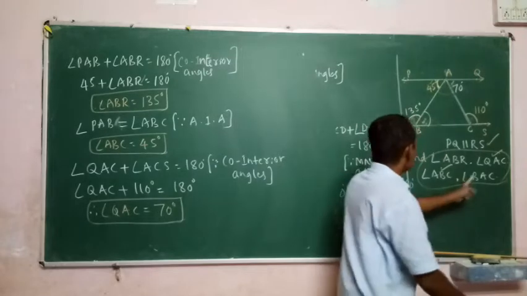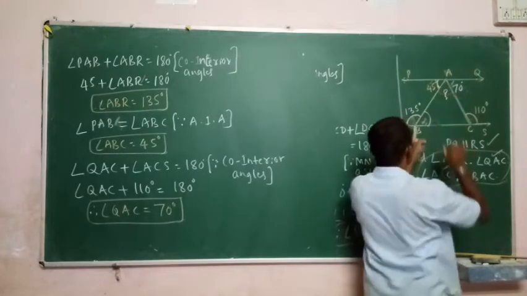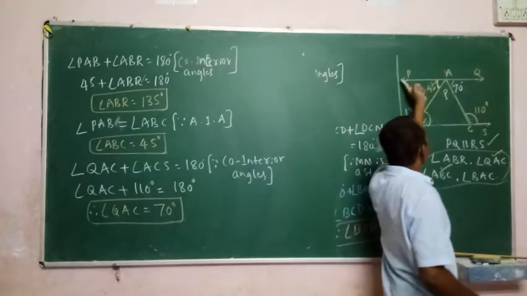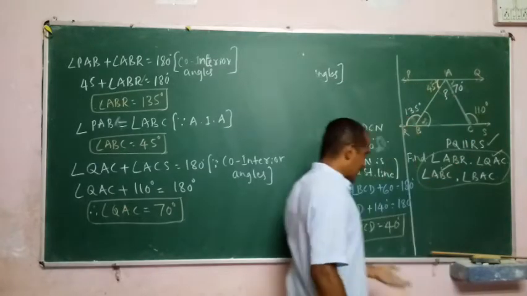What else is left? BAC. This is left. Very simple. The sum of these two is equal to 180 because PQ is a straight line.